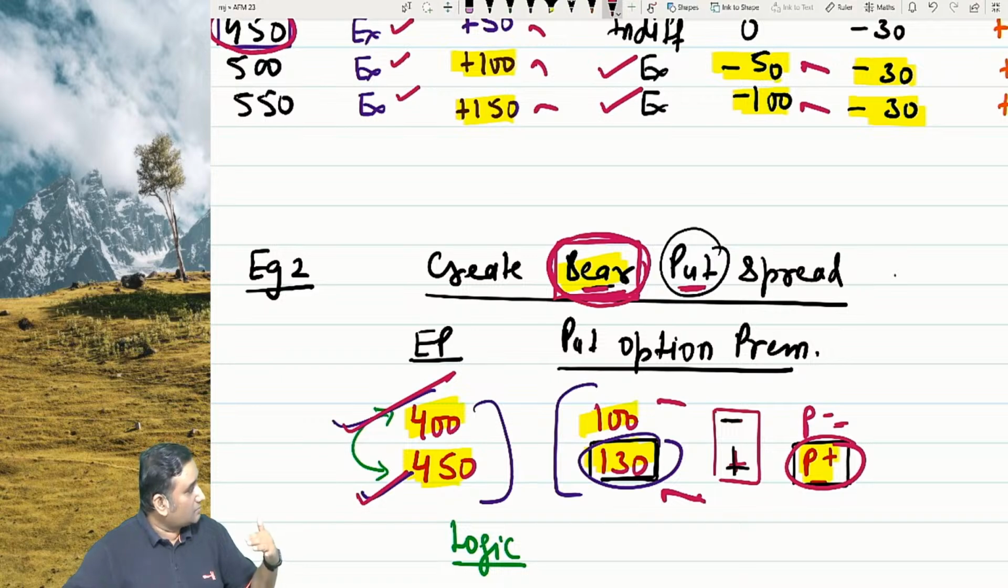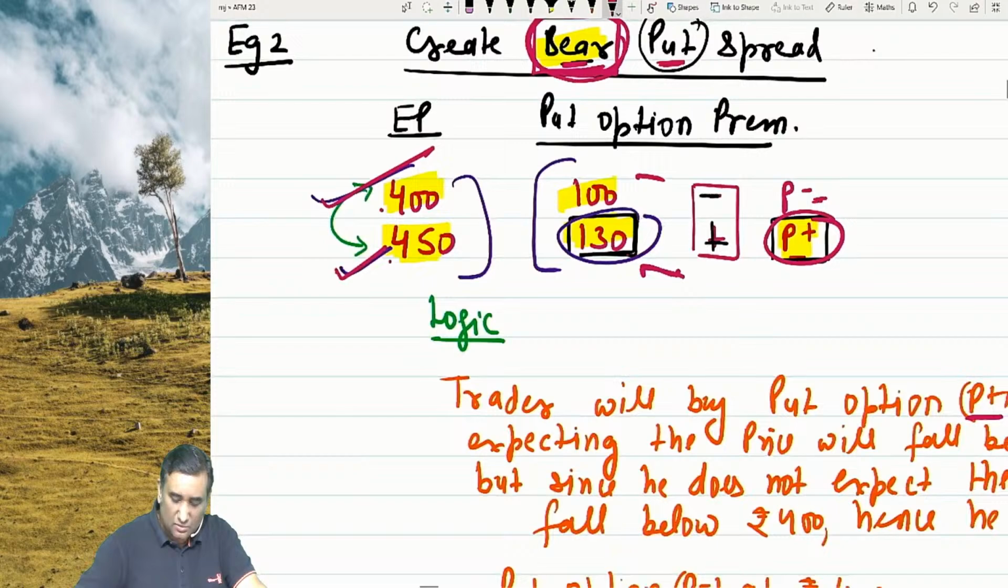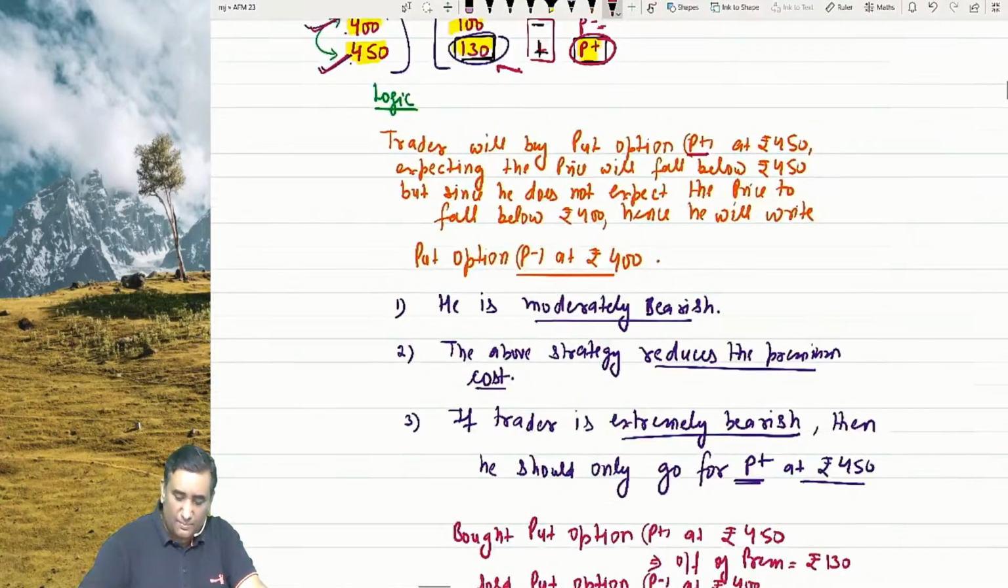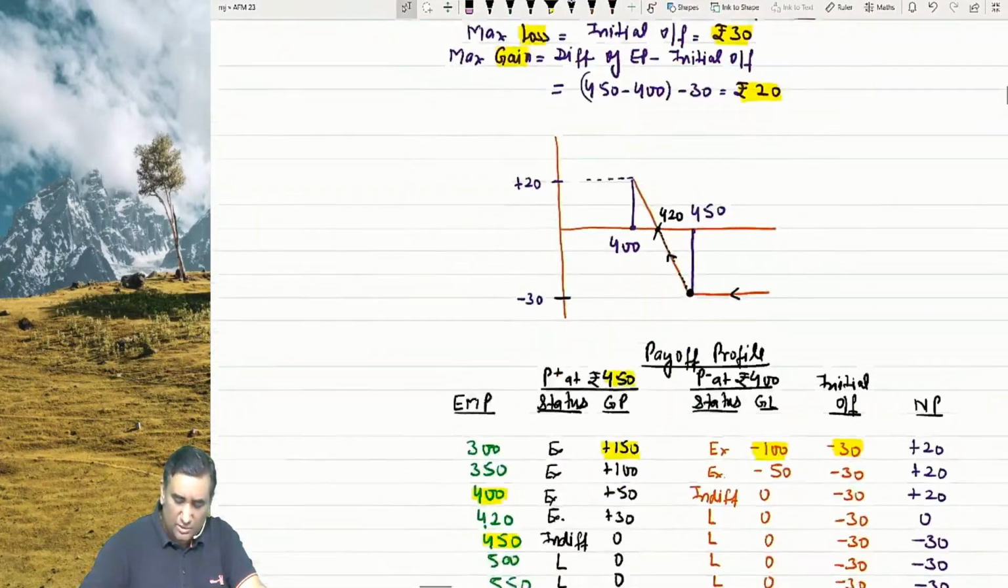So what you do is 450 plus, 400 minus, so that the premium cost reduces. Now, if the price stays in range, you will still be in a profit. Your maximum loss would be 130 minus 100, and profit would be how much? The difference of strike prices 450, 400, minus this. Since I have taken the same data, plus minus will come accordingly. So the trader will buy the put option, etc. This is the only logic which comes out.